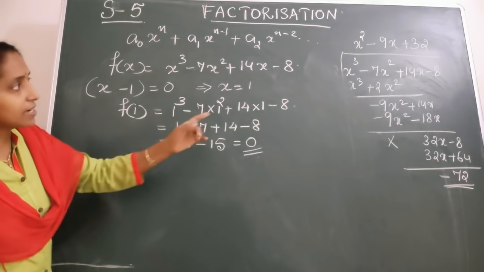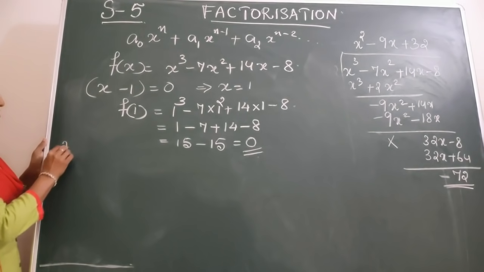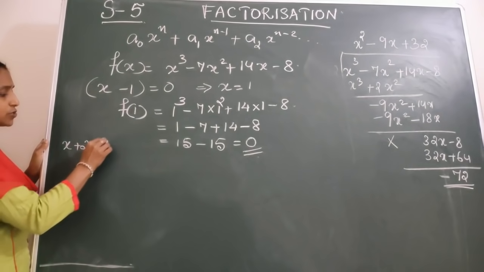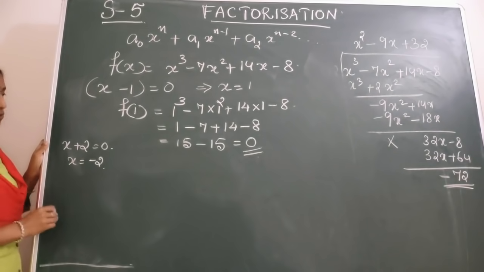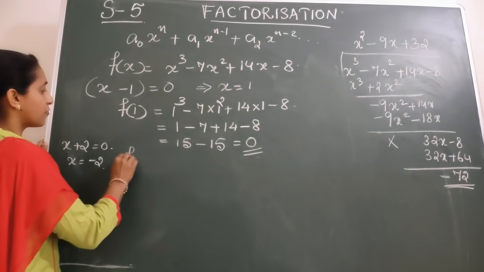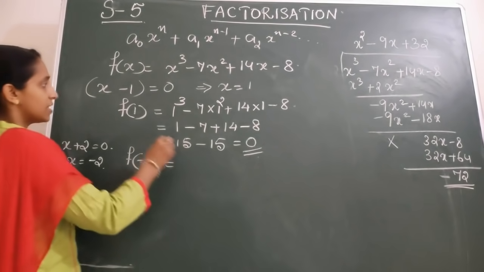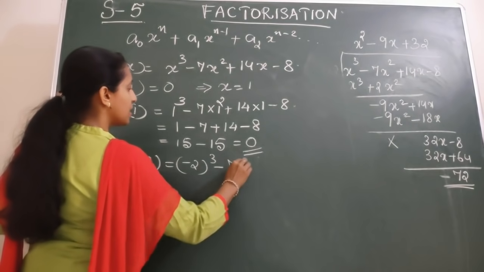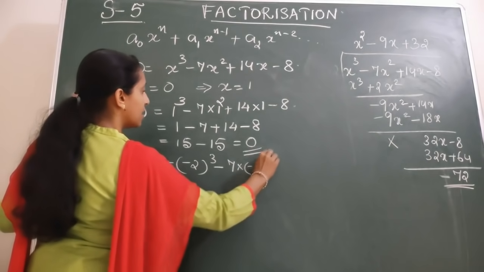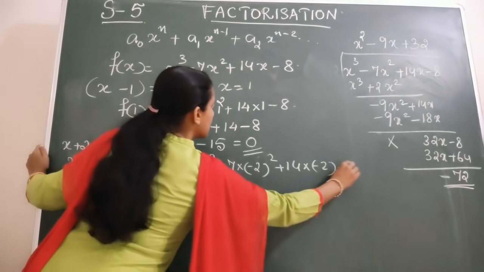The same concept you can take there. We have divided it by x plus 2. X plus 2 is a factor means x plus 2 equal to 0, equating, the x value will be minus 2. Then you will substitute here f of minus 2. F of minus 2 means minus 2 whole cube minus 7 into minus 2 square plus 14 into minus 2 minus 8.